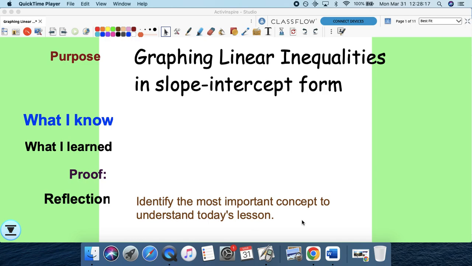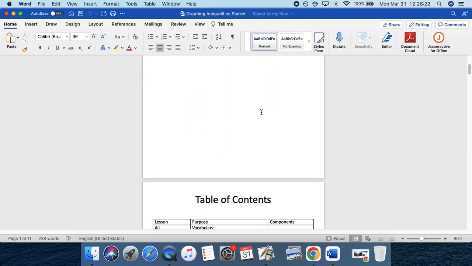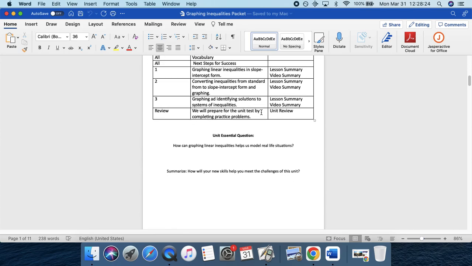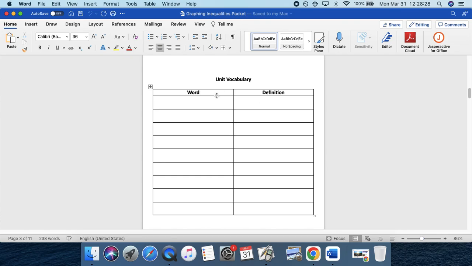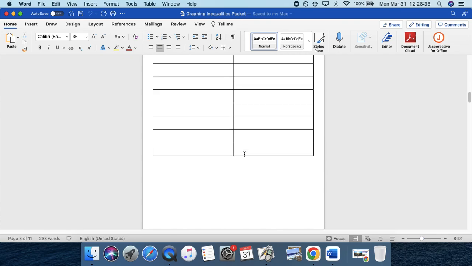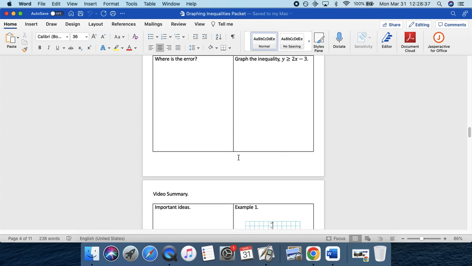Inequalities in slope-intercept form today. So the first thing I want you to do is go to your packet, and I want you to go to lesson 1. Before you reach here, remember there's a section for your vocabulary, words that you may see in the video that you want to fill in here. And we're going to go to lesson 1, video summary.